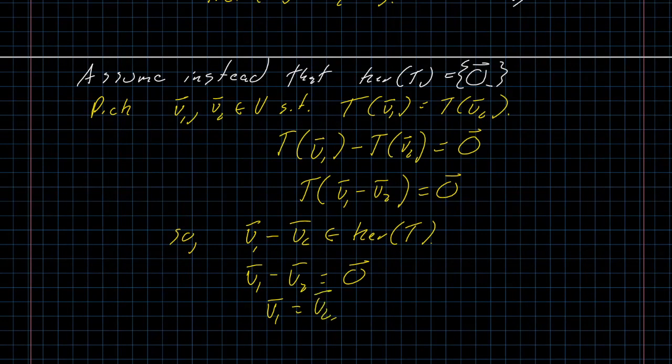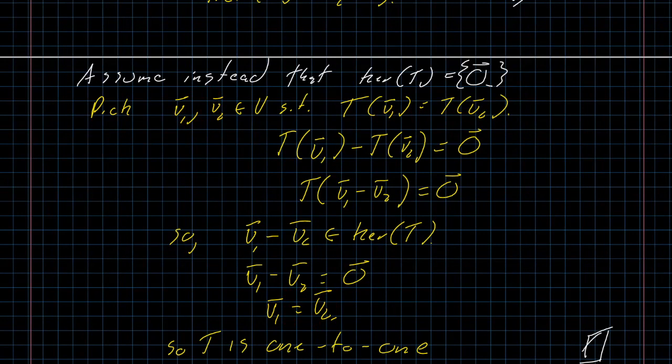But I can rearrange that equation pretty quickly to get that v1 is equal to v2. And that gives us exactly what we wanted. I picked arbitrary vectors in V so that t of v1 was equal to t of v2. And I showed that the only way that could work is if v1 and v2 themselves are equal. That's the definition of one-to-one.